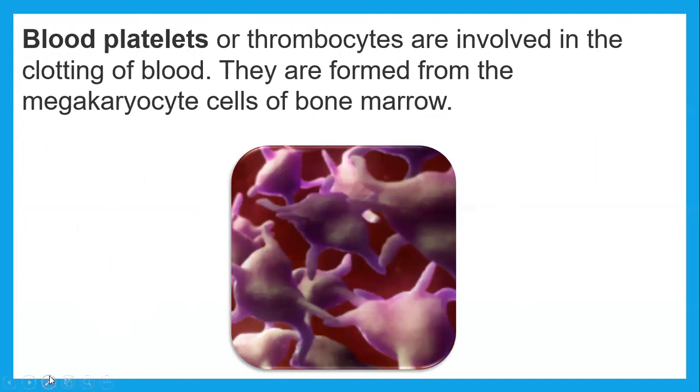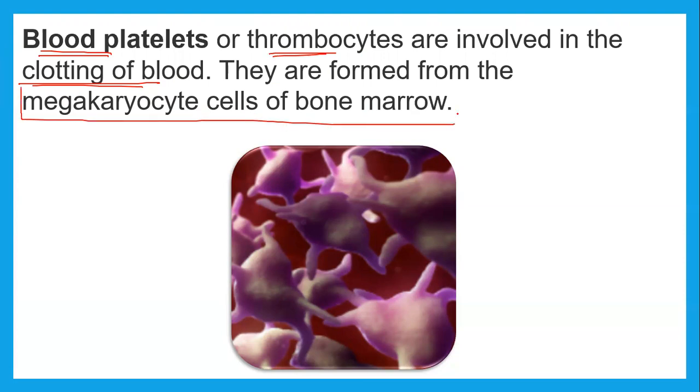The next type of blood cell is the blood platelets or the thrombocytes. You know what their function is? Their main function is clotting. So the main function of thrombocytes or blood platelets is the clotting of blood. They are formed from the megakaryocyte cells of the bone marrow.